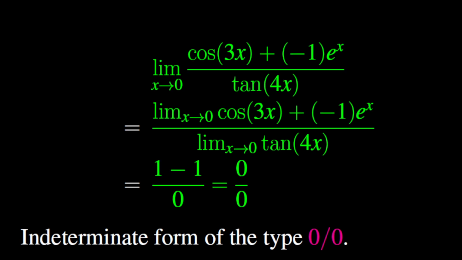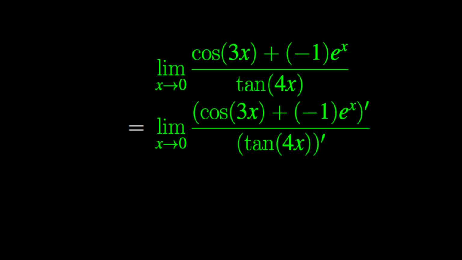Therefore, the limit as x goes to 0 of the function is equal to 1 minus 1 over 0, which is 0 over 0. Consequently, we have an indeterminate form of the type 0 over 0. Given that the limit is an indeterminate form of the type 0 over 0, we have to use the L'Hospital rule to resolve the problem.